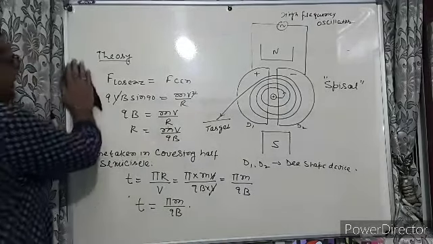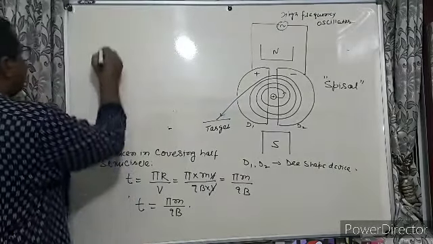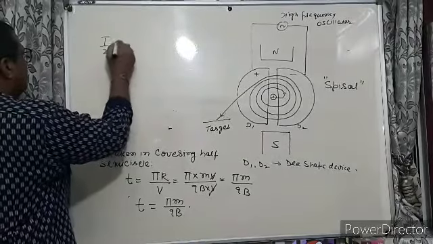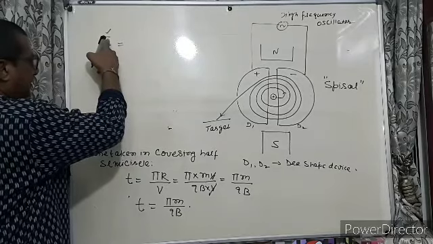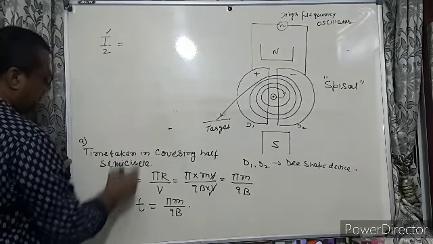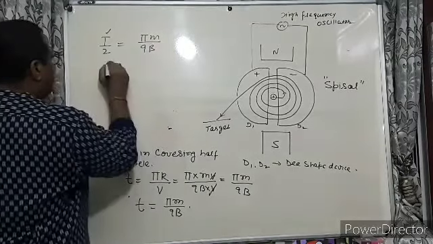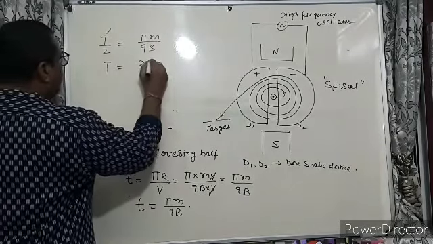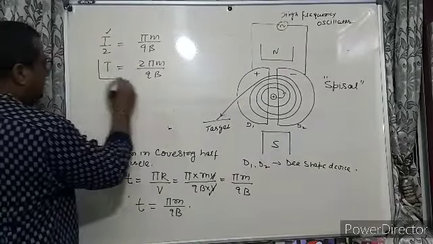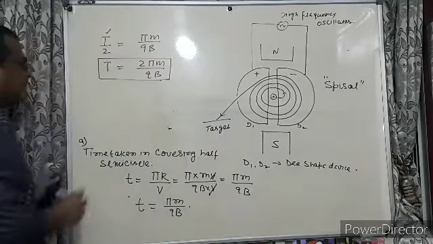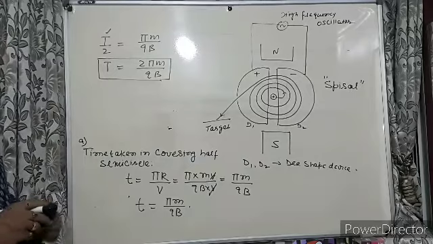Now we can write this time equal to T by 2, because half semicircle, this time is time period by 2, equal to pi m by qB, and so T will be equal to 2 pi m by qB. This is the time period acquired by the charged particle.